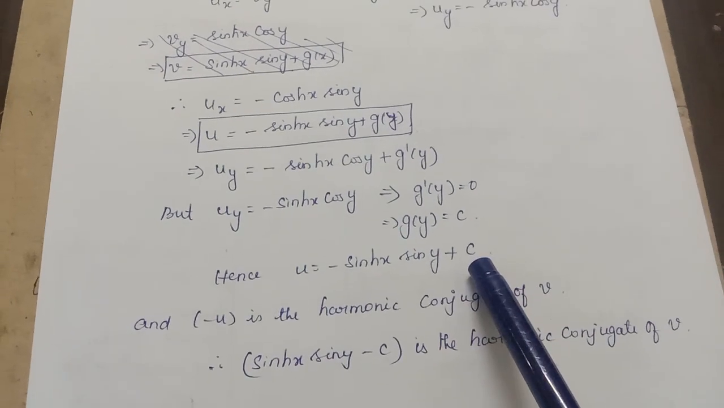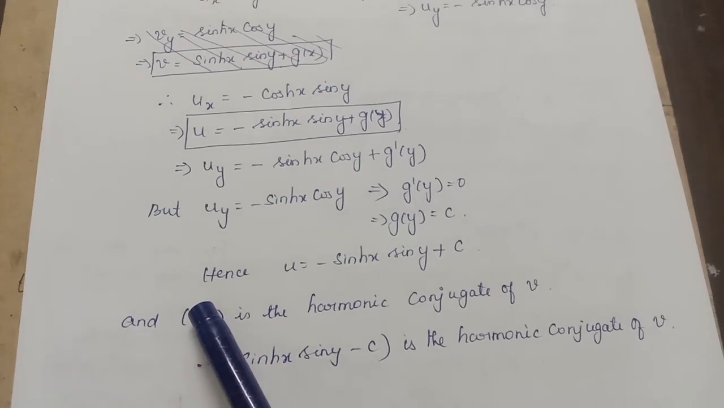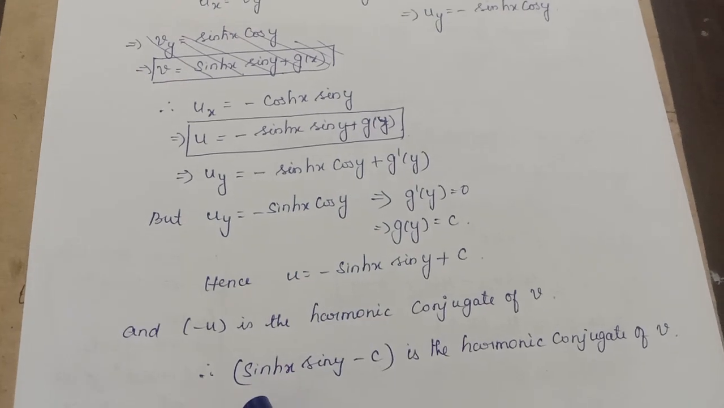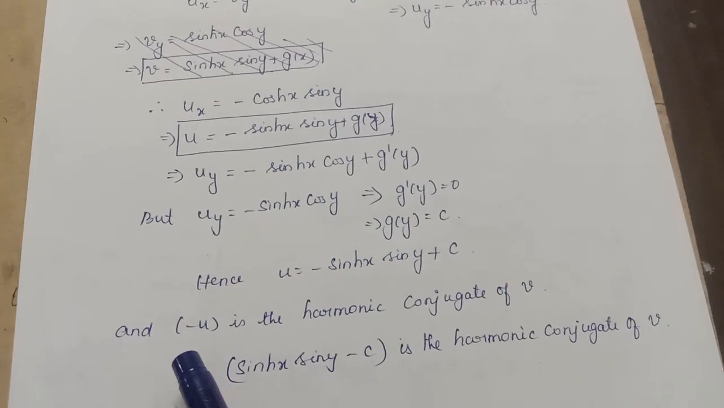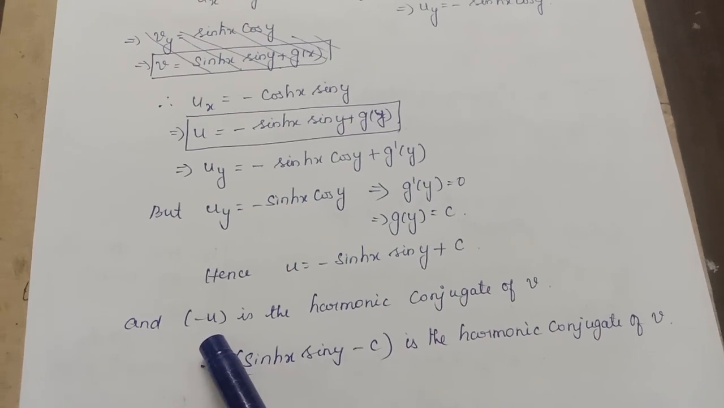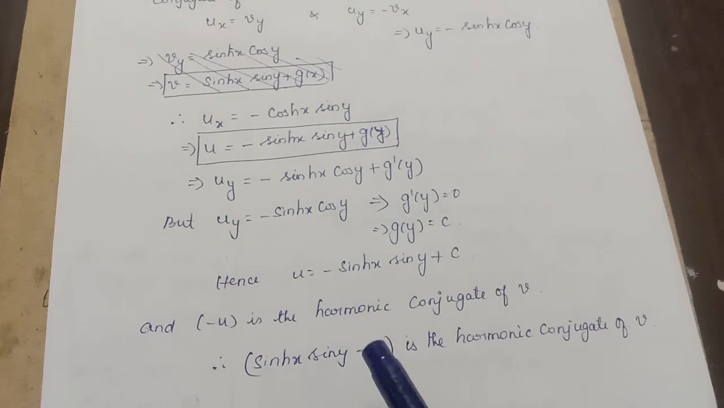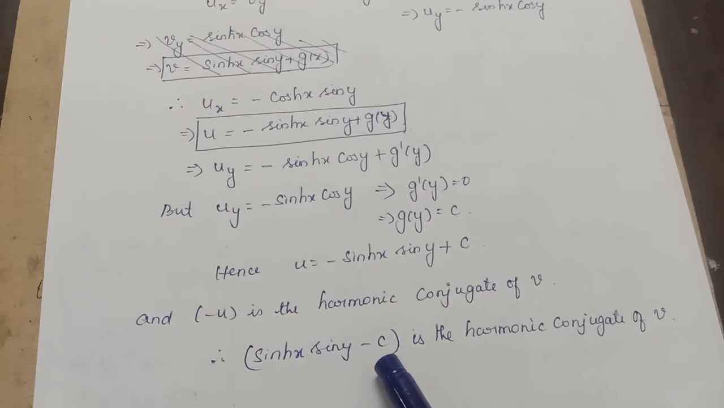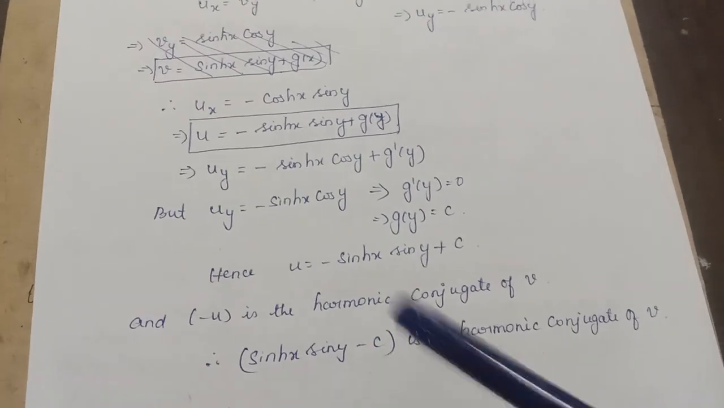But what is the harmonic conjugate of v? Minus u. So don't forget this step, because in the options you may be given minus sinh x sin y and plus sinh x sin y. You have to choose it correctly. For v, the harmonic conjugate is minus u, not plus u. So the harmonic conjugate is sinh x sin y minus c. Whether this may be plus c or minus c doesn't matter, because it is constant only. That is not bothered, but this sign has to be changed.